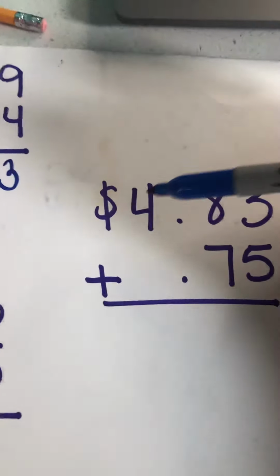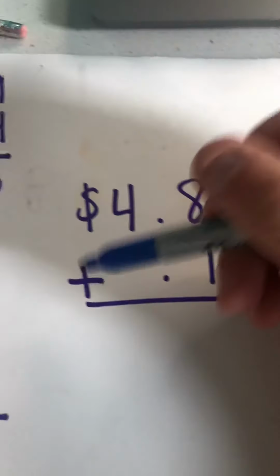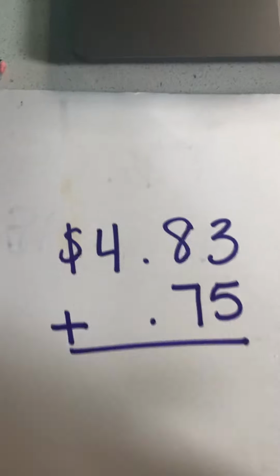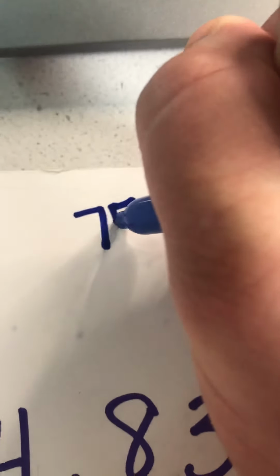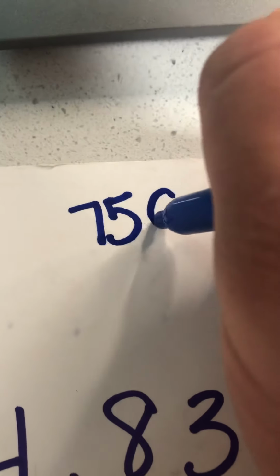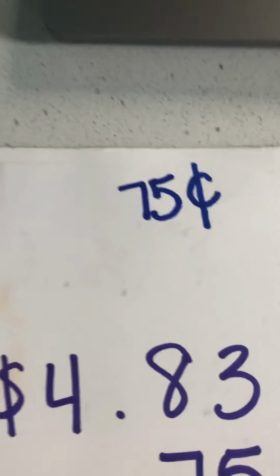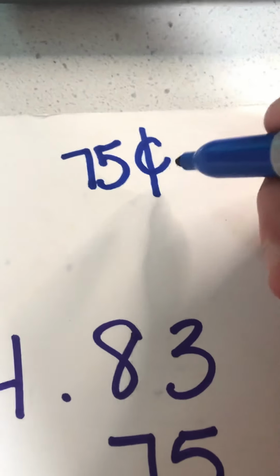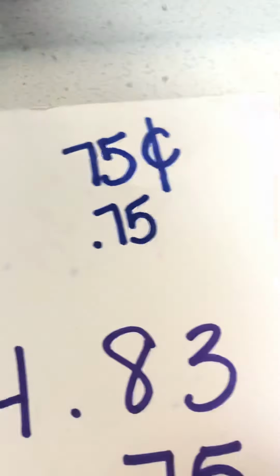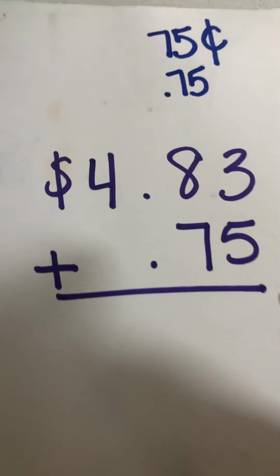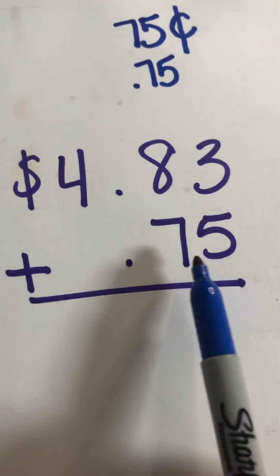Let's try this one. Now, we're working with $4.83 plus 75 cents. Now, you can do 75 cents two ways. You can simply write 75 with the cents. You can write it like that. That is 75 cents because this is the cent symbol. Or you can write 0.75. You can write it two ways. For the equation purposes, we are going to write just 0.75.